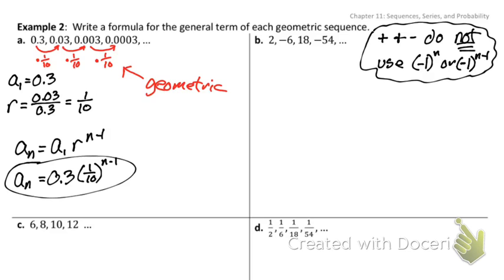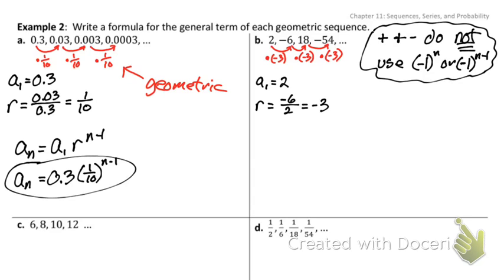I'll show you. We're going to do the exact same thing as we did on the other one. My first term equals 2. My common ratio is my second term, which would be negative 6, divided by 2. My common ratio is negative 3. Let's see if that satisfies this problem. 2 times negative 3 does give me negative 6. Negative 6 times negative 3 does equal 18. And finally, positive 18 times a negative 3 does equal negative 54.